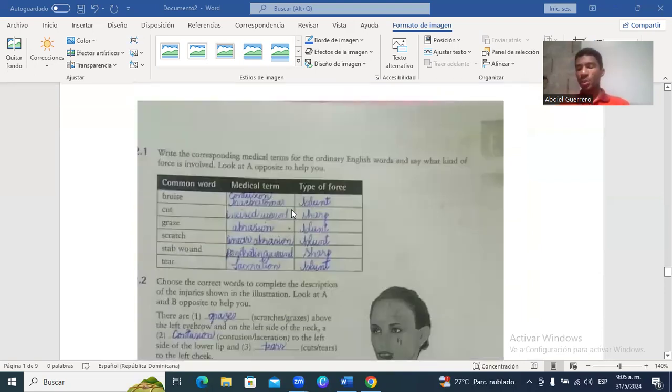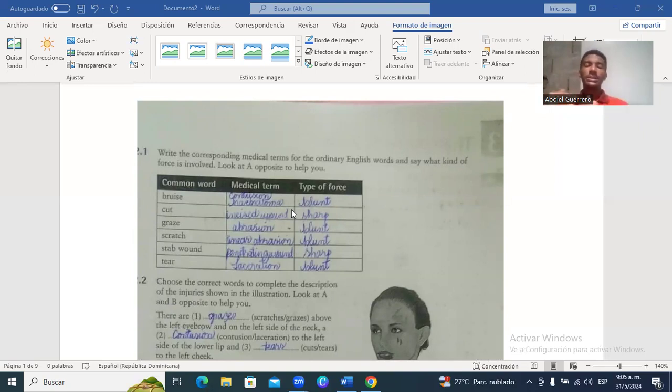Now we continue with unit number 31, the skin. Write the corresponding medical terms for the ordinary English words and say what kind of force is involved. Look at A opposite to help you.